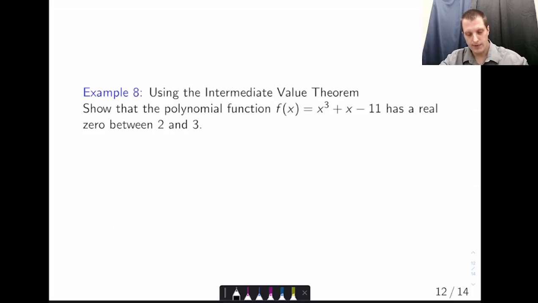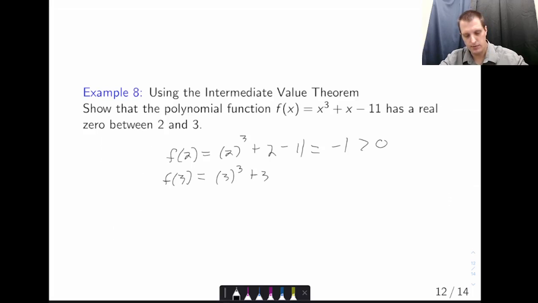Okay, so first we have to do our f of 2, which is equal to 2 to the third plus 2 minus 11. And that's a minus 11, not equals 11. And let's see what that equals. So we get 2 to the third plus 2 minus 11, and I get negative 1. Okay, so that is less than 0. F of 3, on the other hand, we need to do 3 to the third plus 3 minus 11. So what do we get here?